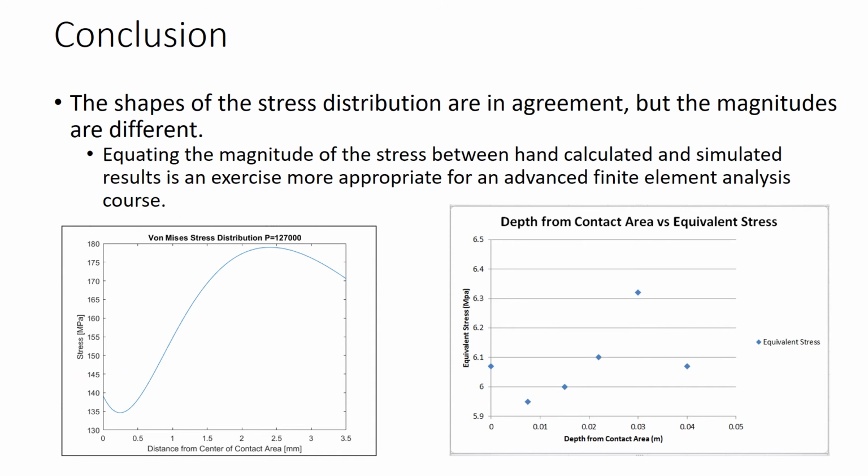So in conclusion, the shape of the stress distribution of the theoretical results and of the finite element analysis are in very good agreement. On the other hand, the magnitudes of the stresses are very different, which is likely due to issues that arose while ANSYS solved the computer simulation. Unfortunately, solving these issues is beyond the scope of this class and would be better suited for a class on advanced finite element analysis.